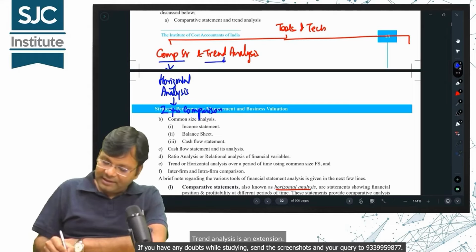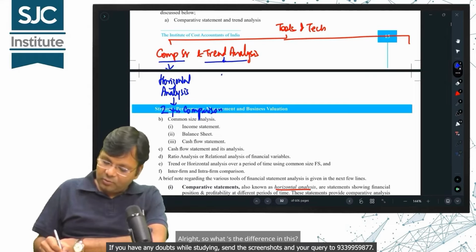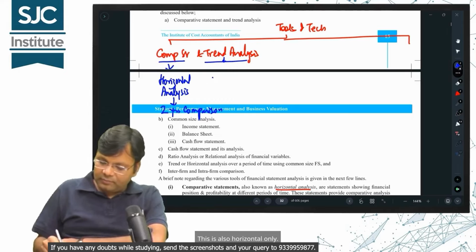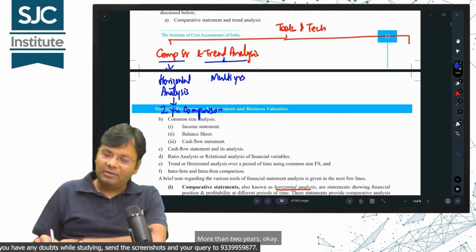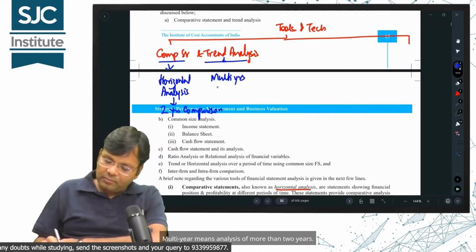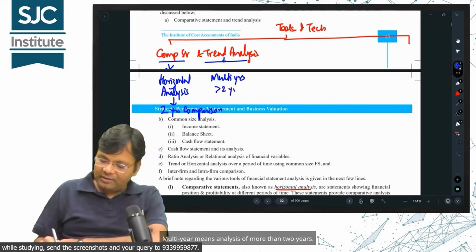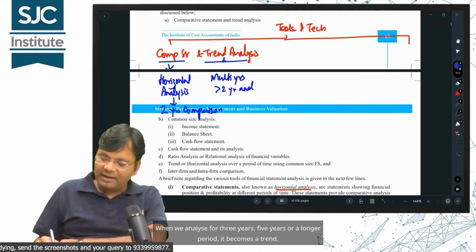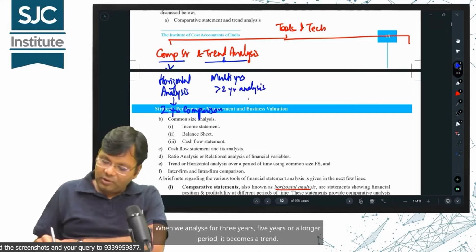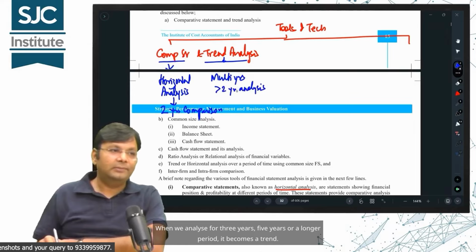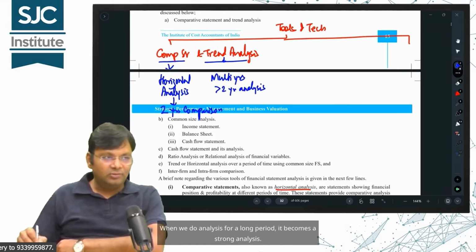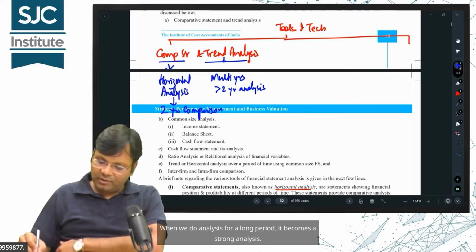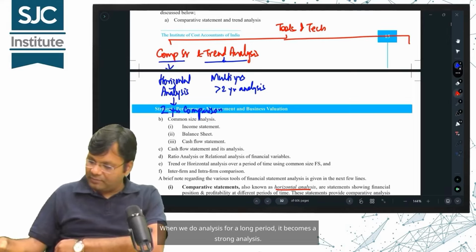Then comes trend analysis. Trend analysis is an extension. What's the difference? This is also horizontal only, but in this, we do a multi-year analysis, more than 2 years. When we analyze for 3 years, 5 years or a longer period, it becomes a trend. We call that analysis trend analysis. When we do analysis for a long period, it becomes a strong analysis.